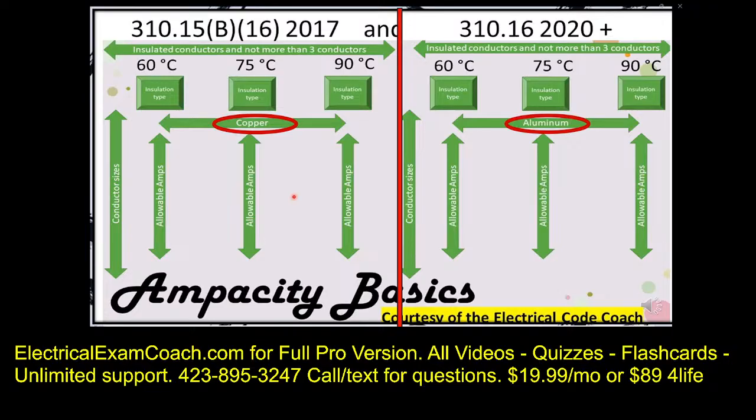So starting at the top, it gives us the scope of the table. We're not going to get into that right now. It comes later in the series. Then you'll notice there's a 60, 75, and 90 degree C columns. Below that are going to be the insulation types like THHN, THWN. On the left-hand side, you're going to have the conductor sizes, which is easy. And then in the middle, you'll find the allowable ampacity for each respective column. Now let's take these piece by piece and explain exactly how to use them.